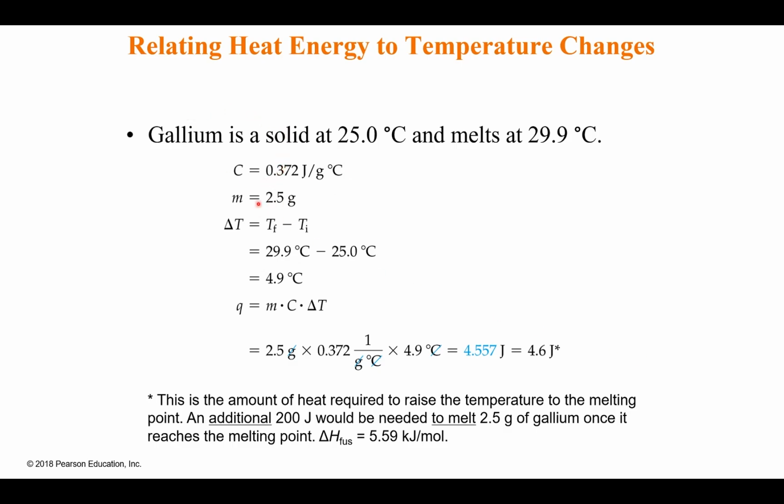I have C, I have mass, and I have delta T, which is T final minus T initial: 29.9 degrees Celsius minus 25 will give me 4.9. Notice I have 1 decimal point, 1 decimal point. My answer should have 1 decimal point. Q equals m C delta T: 2.5 grams of gallium times its specific heat capacity, 0.372 joule per gram per degree Celsius, times 4.9 degrees Celsius equals 4.557 joules.